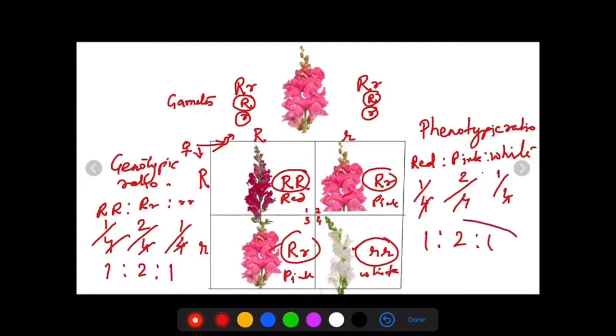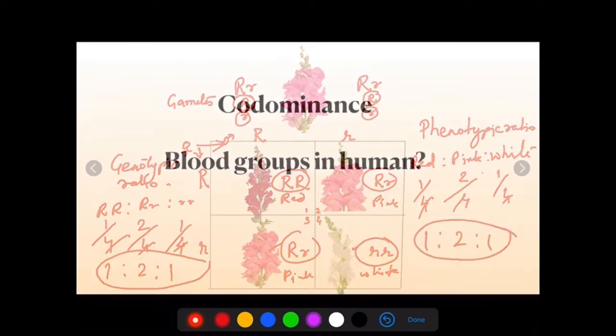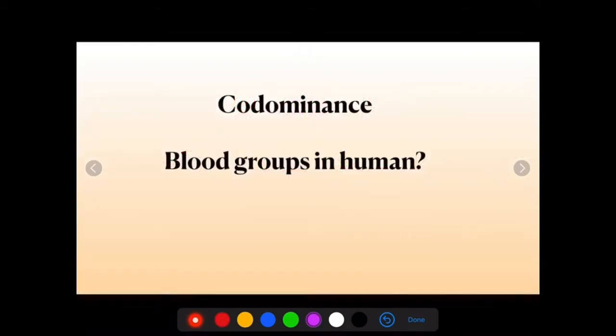So here you can see that this is the phenotypic ratio and the genotypic ratio. They are same. They are equal to each other. And this codominance is exhibited in blood groups in human. How many types of blood groups are present in human beings? You have studied this in your previous classes.